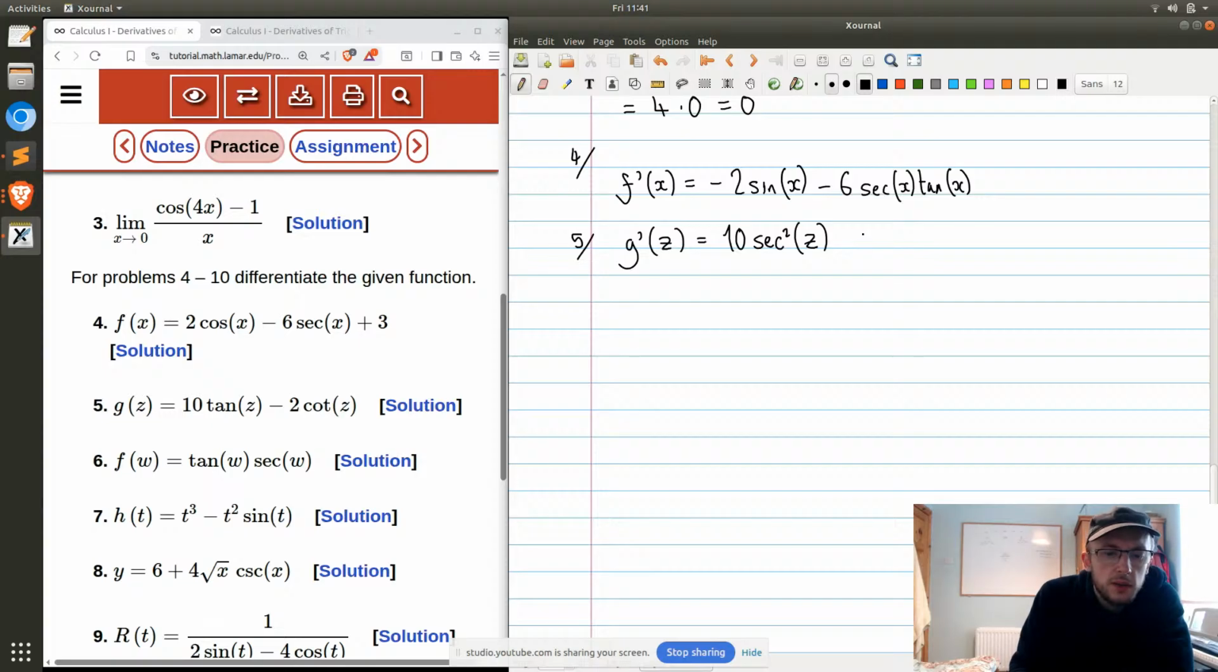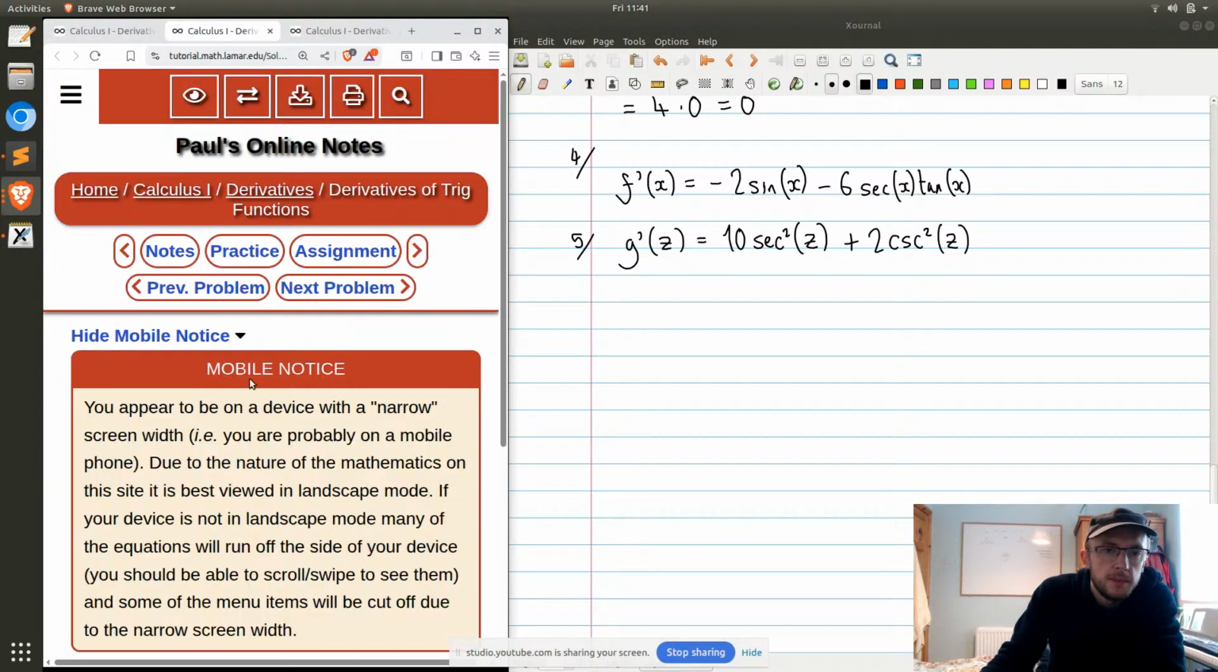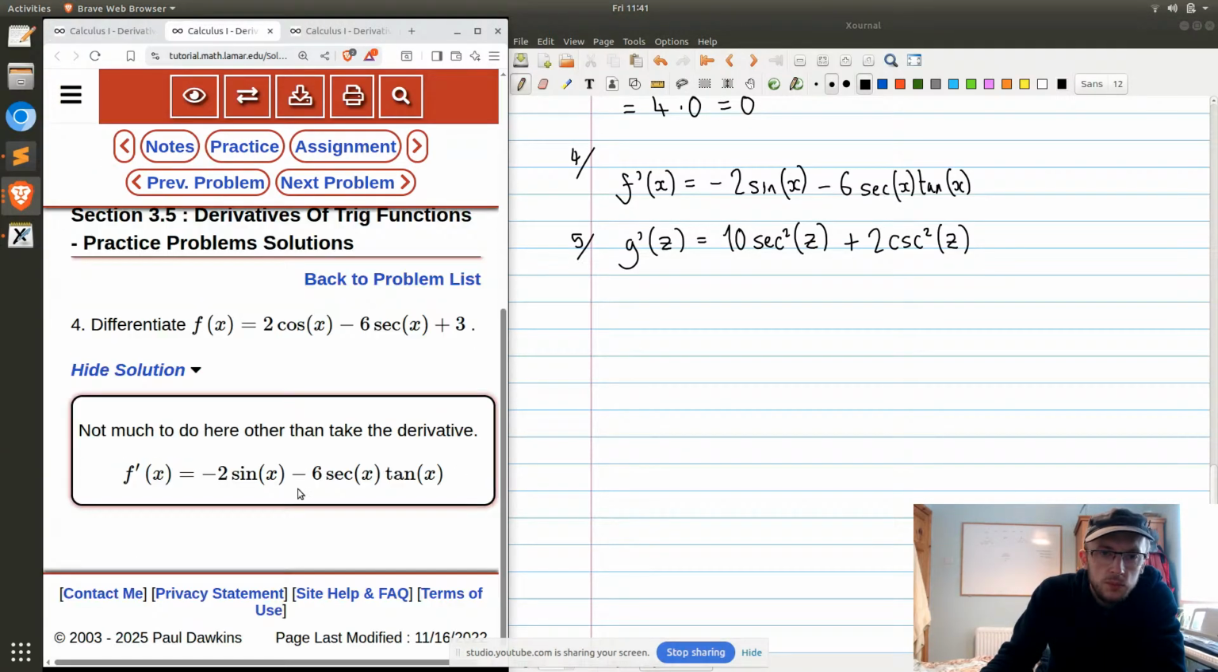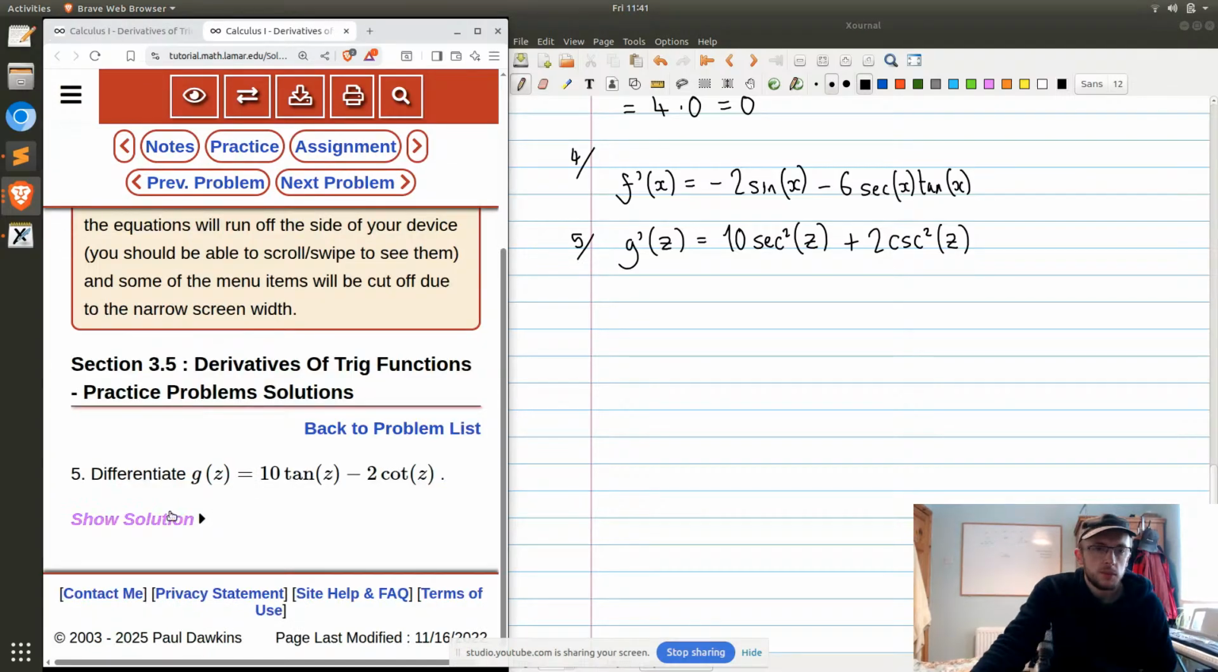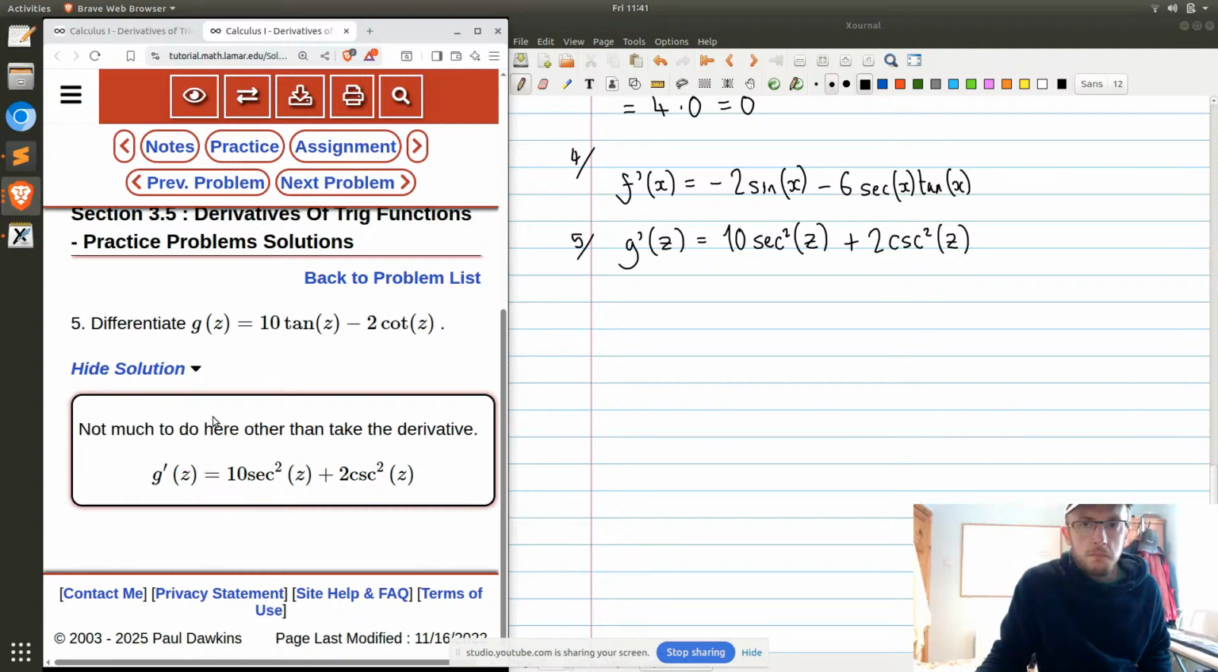d by dx of cot x is minus cosec squared x. So d by dx of cot z is minus cosec squared z. So that would become negative, and the double negatives cancel out, and so it'd be plus 2 cosec squared z, I believe. But we'll soon see. We compute, and that's correct.